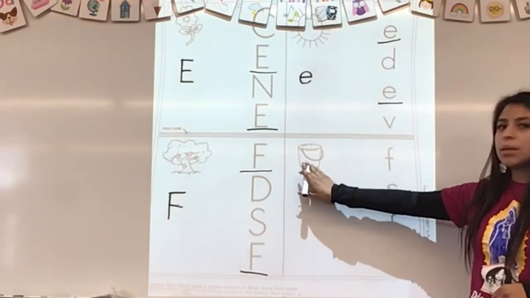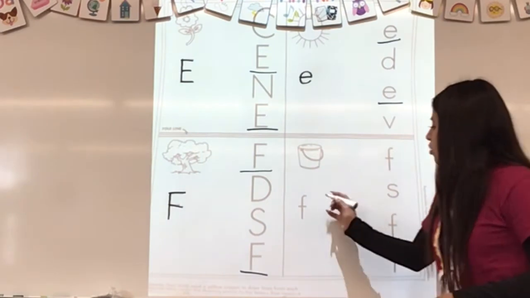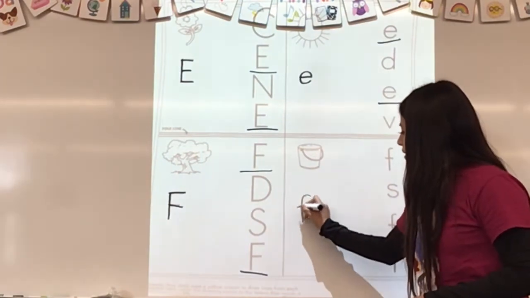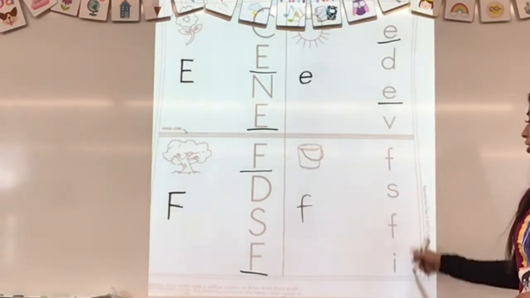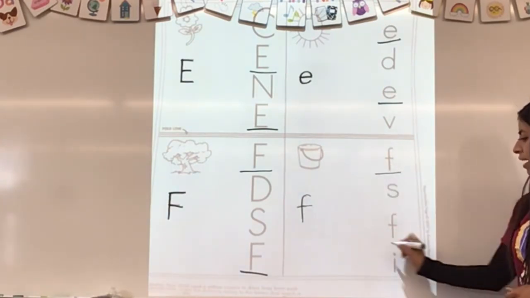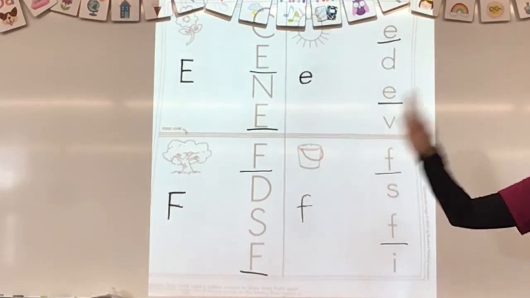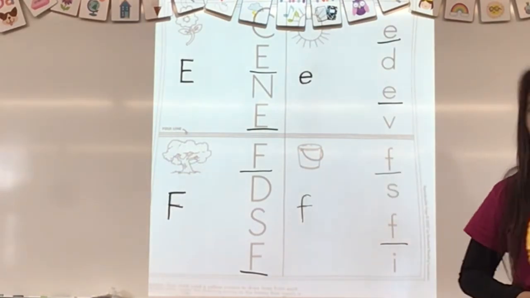This is the box with the bucket. We will be identifying lowercase f. Remember, this is the one that looks like a candy cane. Go ahead and underline the other lowercase f's that you see. I see one here, and I see one right here. Good job, TK. Go ahead and turn your paper over to activity page 13.